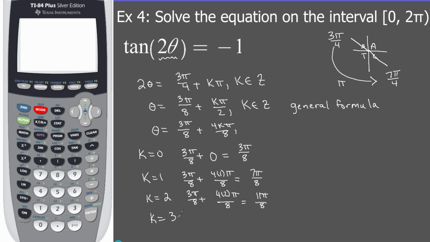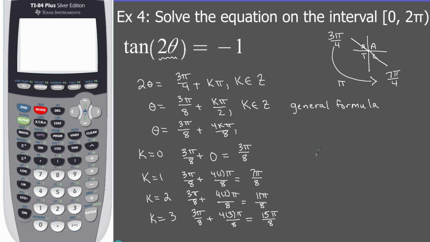When k is 3, this time we'll get 3 pi over 8 plus 4 times 3 pi over 8. When I'm all done, I end up with 15 pi over 8. Now if I let k be 4, that's definitely going to be more than 15 pi over 8, which would put me over 16 pi over 8. And 16 pi over 8, if I reduce that, would just be 2 pi. So I don't even have to do k equals 4.